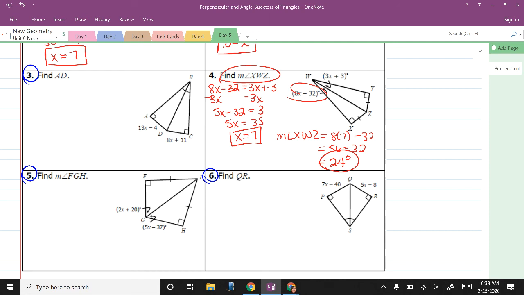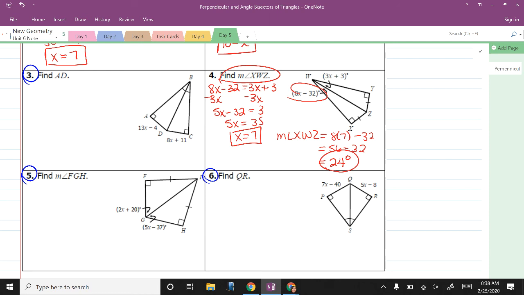Do y'all just want to call out answers like we did last time? Okay, if there's one y'all need to see, just let me know and I'll be glad to. But let's just check number 3. On number 3, what did you get for x? X equals 3. What did you get for the length of AD? 35. So on number 3, x equals 3 and AD equals 35. Do I need to work that one out for anybody?